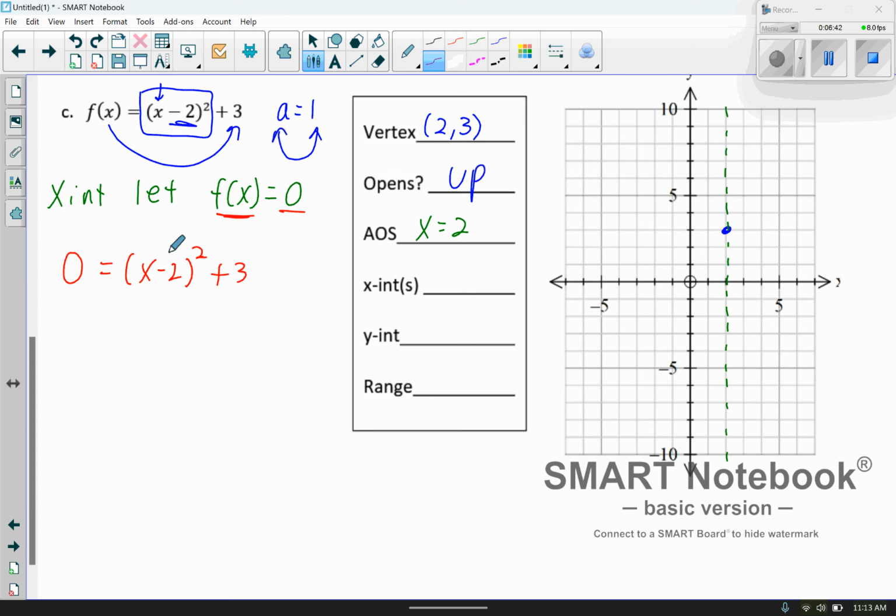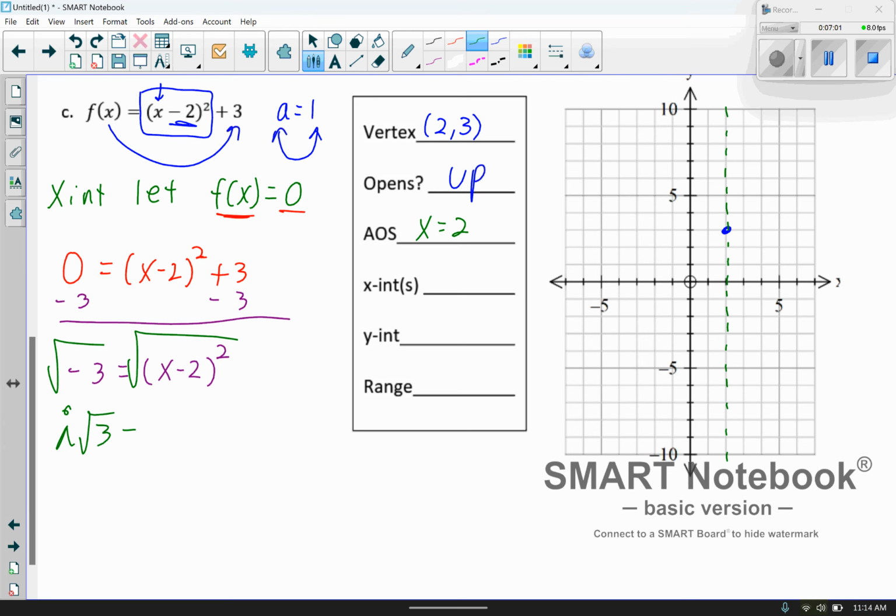And then we would subtract 3 from both sides. So we'd end up with negative 3 equals x minus 2 squared. And so if you tried to do the square root property, what would happen here is you would get i square root of 3. Well, how am I going to graph a number with the i in there? And so that's just a completely different topic. That would be something you would deal with in another course.